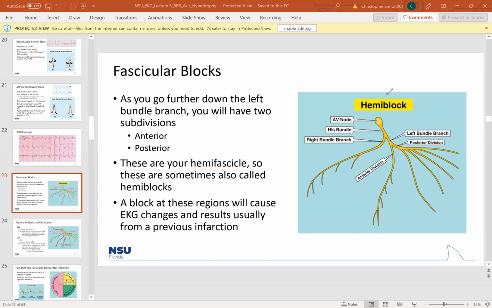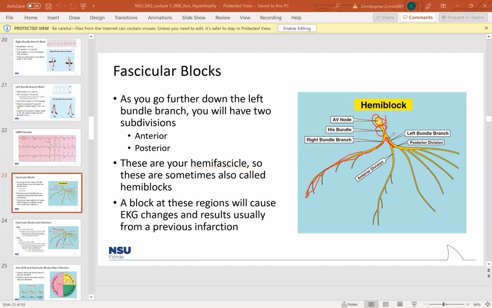If you look at this photo right here, we've got the AV node right here, the His bundle right here, and what happens is that the bundle breaks off into a right bundle branch over here, which innervates, of course, the right ventricle. And then it breaks off into a left bundle branch, as you can see here, and it innervates the left ventricle.